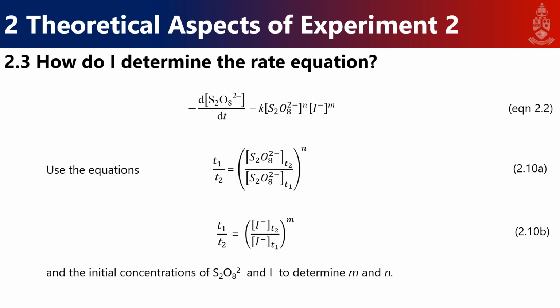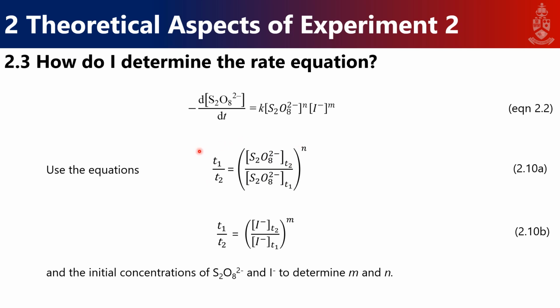So these simplify the calculation of your rate expressions. To determine your reaction order, you are going to use these two expressions. So you will use the ratio of the times for two experiments. Say you study experiment 1 and 2, you're going to use the ratio of the time for experiment 1 over the time for experiment 2. And then you will use the ratio of the persulfate concentration, but it's the persulfate concentration of experiment 2 divided by the persulfate concentration of experiment 1, all to the power n.